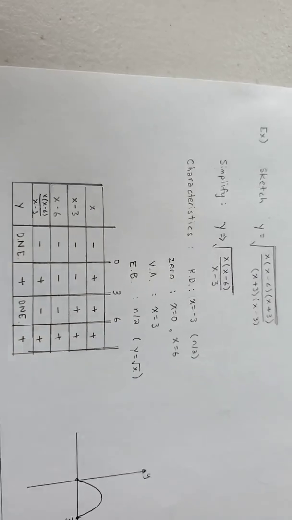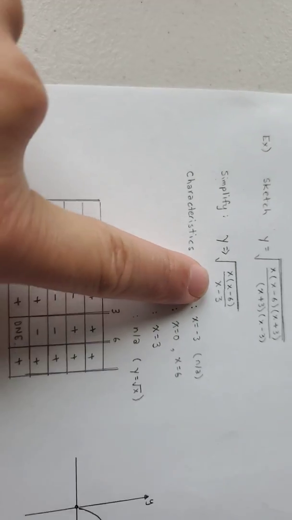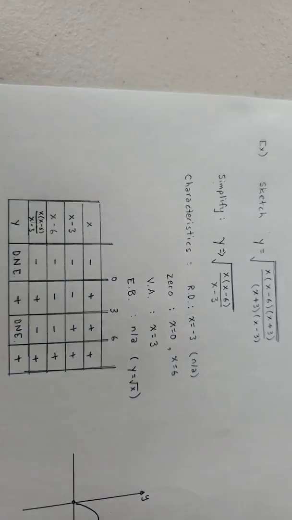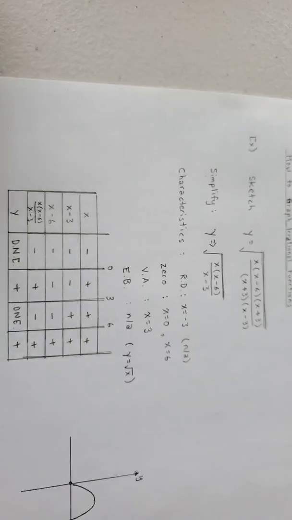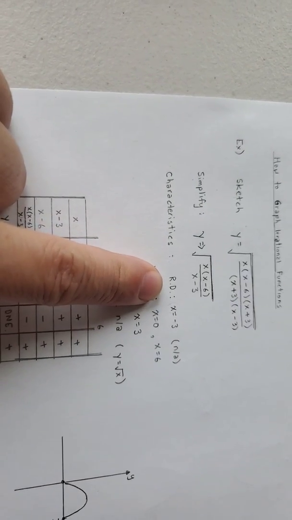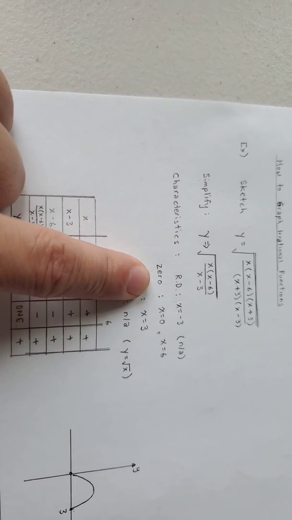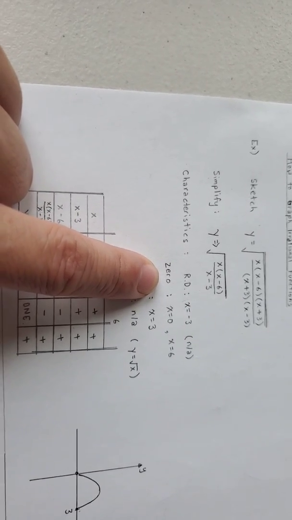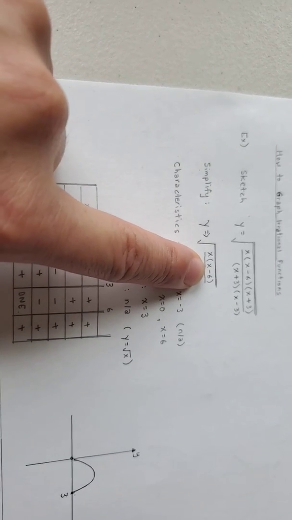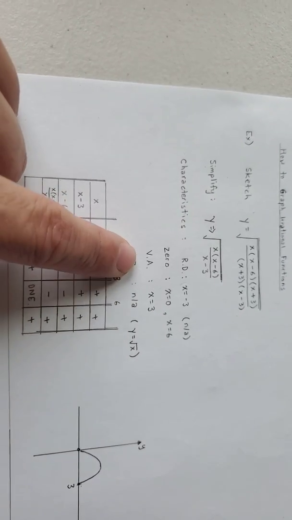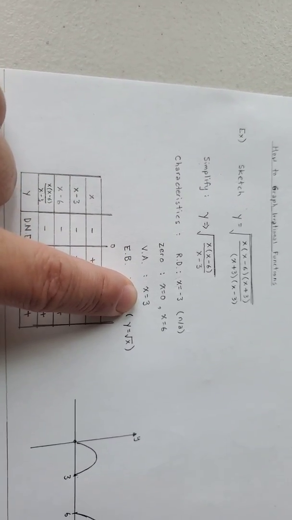This is something we have to watch out for, because now we consider what happens when the inside is negative, since we can't take the square root of a negative number. We'll still go through the same characteristics. First, the removable discontinuity, which doesn't exist. Then we solve for the zeros of the graph, meaning where it hits the x-axis. That is when x is equal to 0 and also x is equal to 6, because those are the factors in the numerator. Then we have the vertical asymptote, which is when the denominator is equal to 0. So that's at x equals 3.